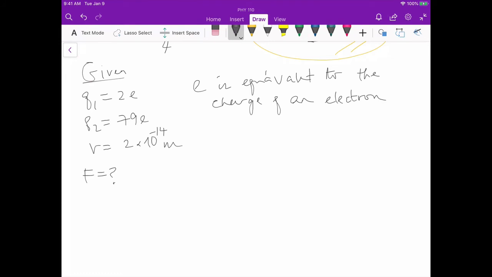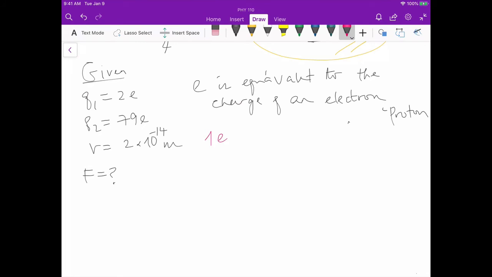Or proton. And the charge of an electron equals negative 1.6 times 10 to the power of negative 19 Coulomb. Mirrored here down so that you can see it clearly. And I will use another color.